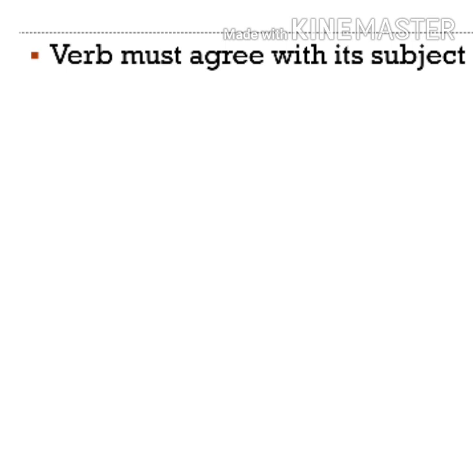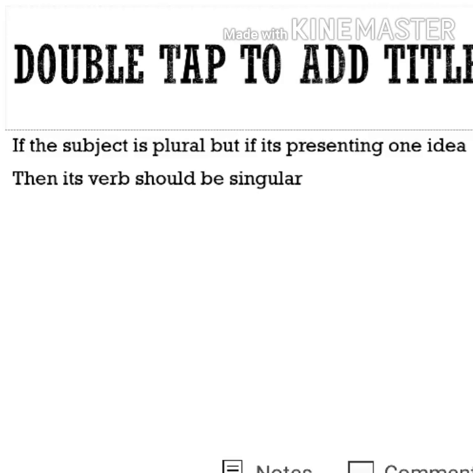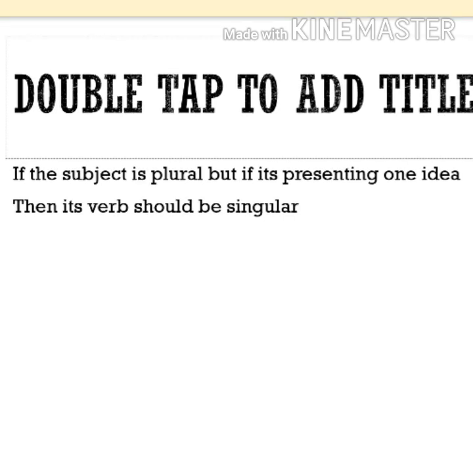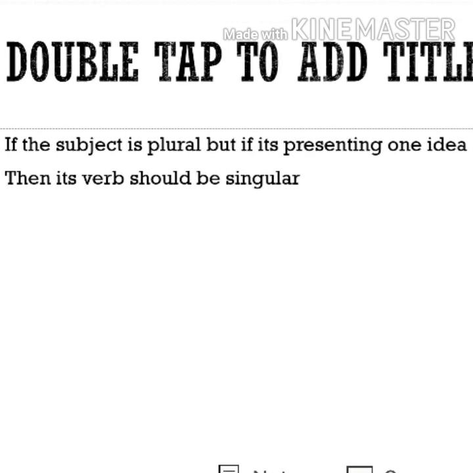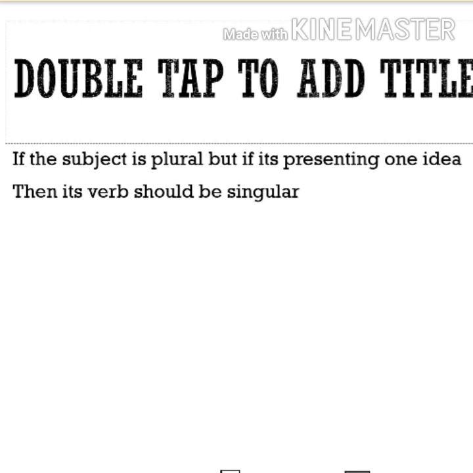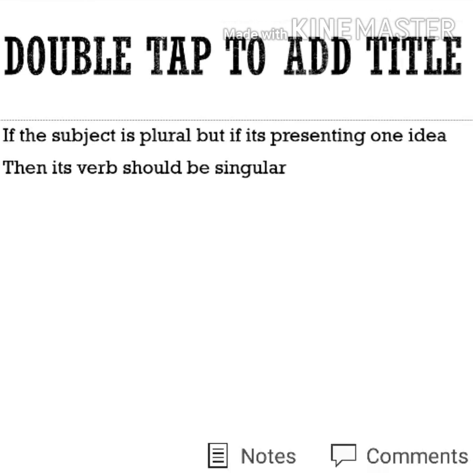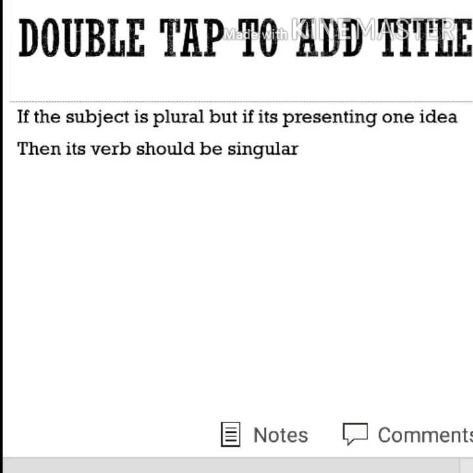Another thing you need to remember is that when the subject of a sentence is plural but expresses only one thought or one single idea or measure, then its verb should be singular. The examples: the incorrect example is, 90,000 rupees are a lot of money. The correct example is, 90,000 rupees is a lot of money.